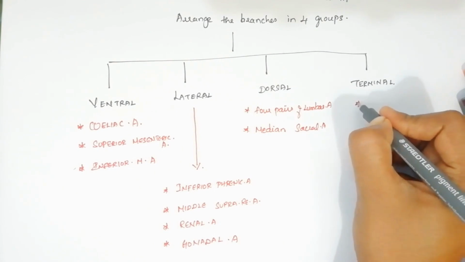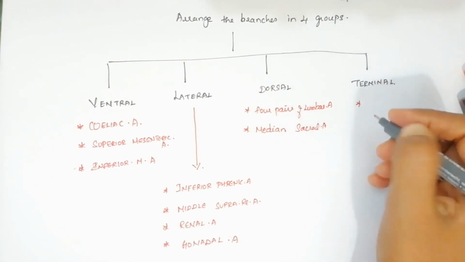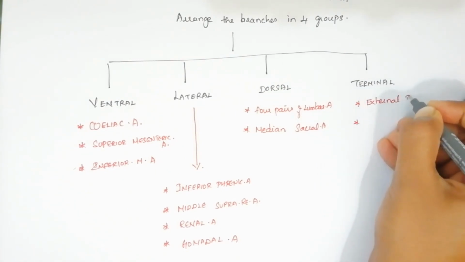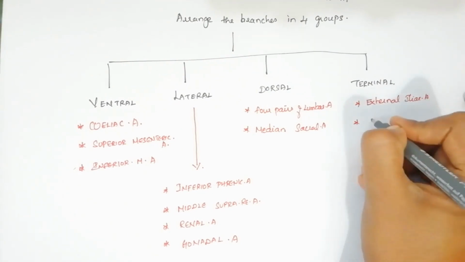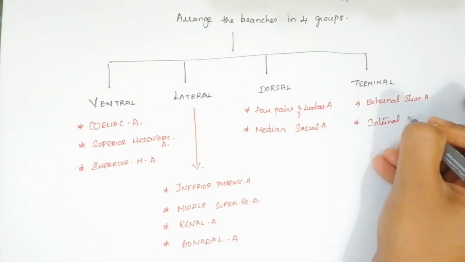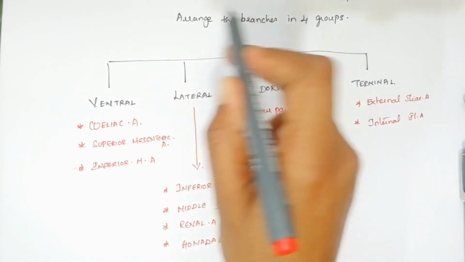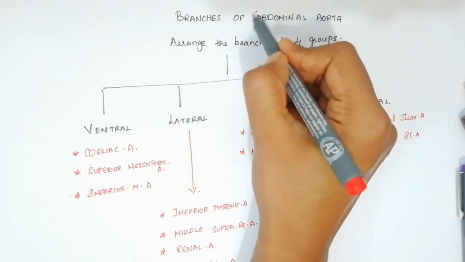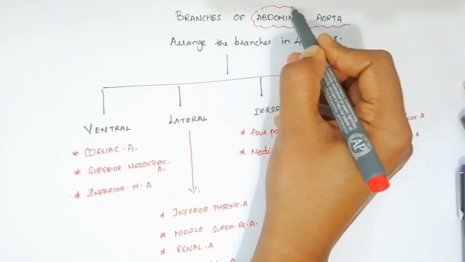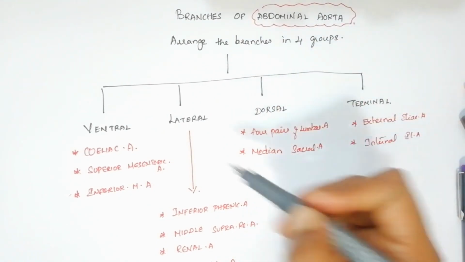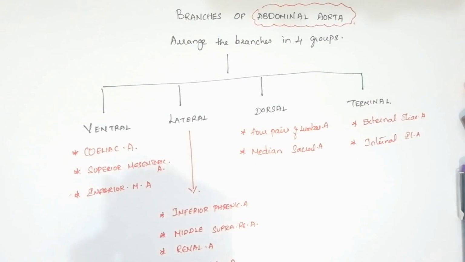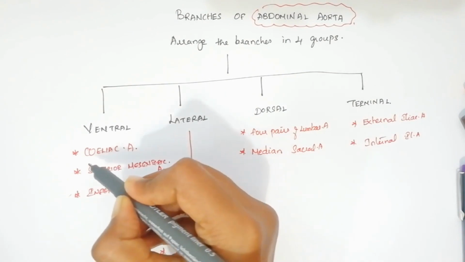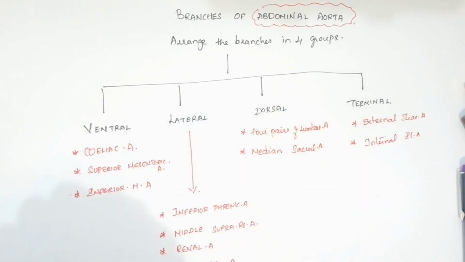Now the terminal aspect, that is at the end of the abdominal aorta, we have 2 branches: the external iliac artery and the internal iliac artery. So this is all about the branches of the abdominal aorta. It consists of branches coming from each aspect: ventral, lateral, dorsal and terminal. Now we are going to deal with details of all these ventral branches. First we will move on to the celiac artery and its description.